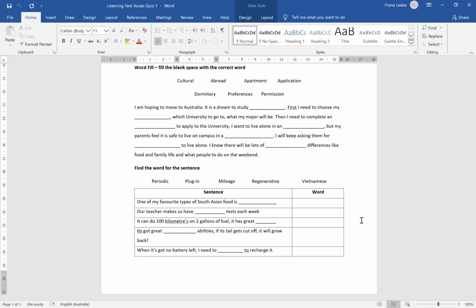Our teacher makes us have tests each week. It can do 100 kilometres on 2 gallons of fuel. It's got great abilities. If its tail gets cut off, it will grow back. When it's got no battery left, I need to recharge it. Okay, so you need to just write in the word here, which one you think fits in with that sentence. Again, feel free to press pause, and then we'll move on.